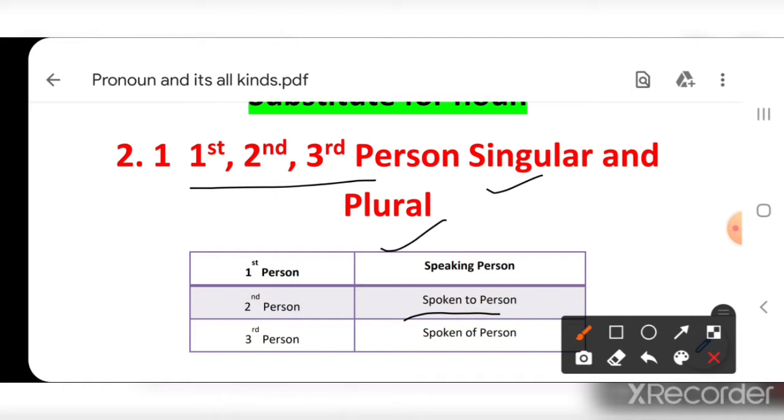If the speaking, spoken-to or spoken-of person is only one, then it is singular. If they are more than one, then it is plural. So it's first person, second person and third person, singular and plural.